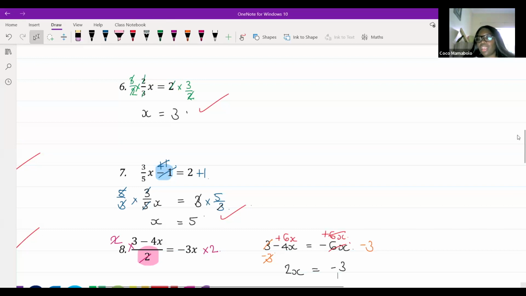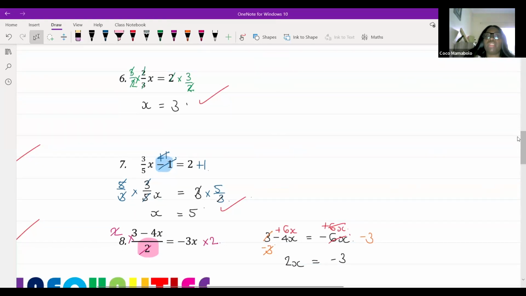And then I can divide both sides by 2. Therefore, x is equal to negative 3 over 2.